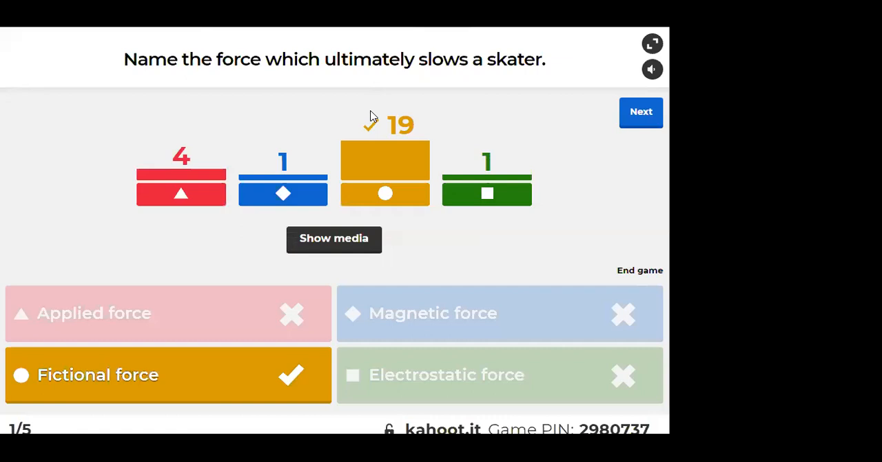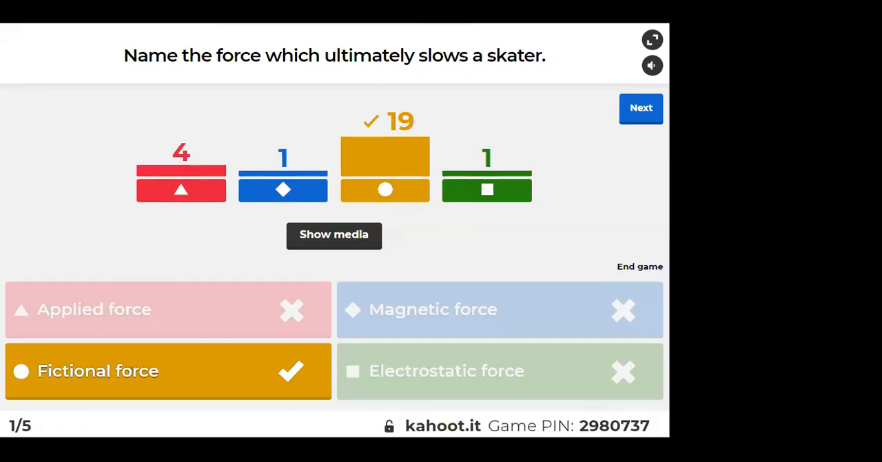Now think about it. When we move on any surface, I hope all of you have played Hot Wheels. If you roll Hot Wheels, it will stop after some time, na? The code is at the bottom, 2980737. See, you can see the code over here. So Hot Wheels or when you skate, you stop because of friction. Chalo, next.